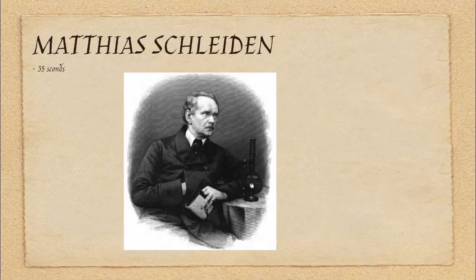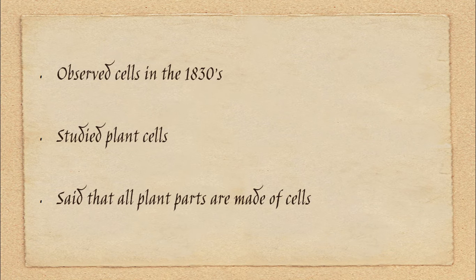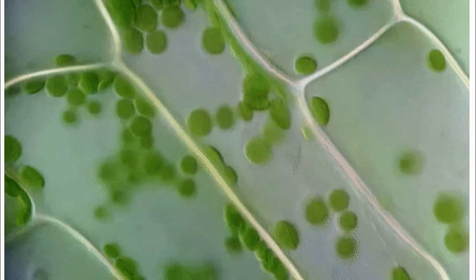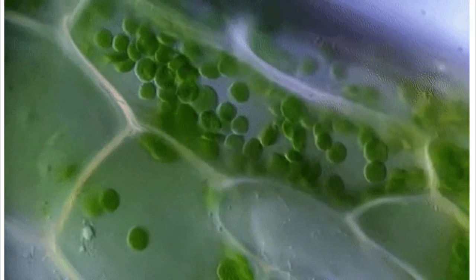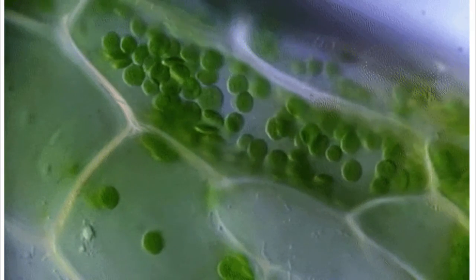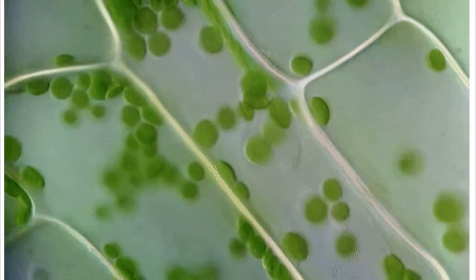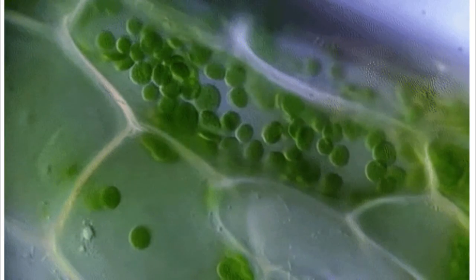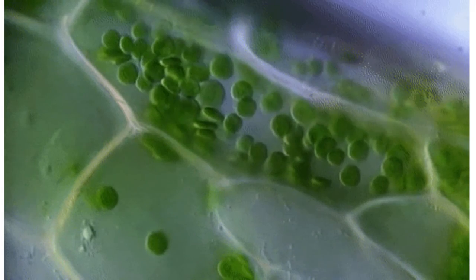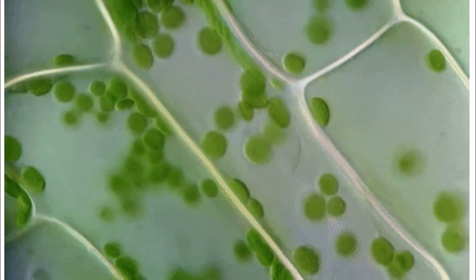Okay, Matthias Schleiden. So he observed cells in the 1830s. He studied plant cells, and he says that all plant parts are made of cells. Okay, so here is an Elodea plant, which again we would have looked at in the classroom. These are organelles, things that are inside cells, and they don't just sit still. Things are always moving around, and this is why plants are green. And these are the chloroplasts moving around in the cytoplasm.